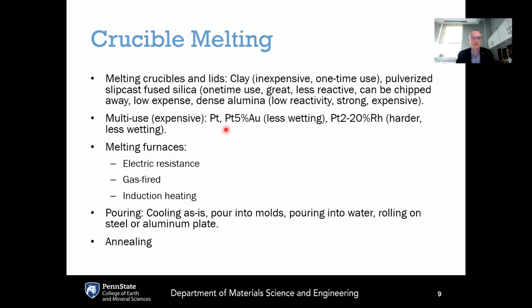Now, the crucible melting furnaces can either be heated electrically. This is the most common thing, using electrodes in order to have resistance heating to get to the desired temperatures. You can also have gas-fired crucible melting furnaces or induction heating.